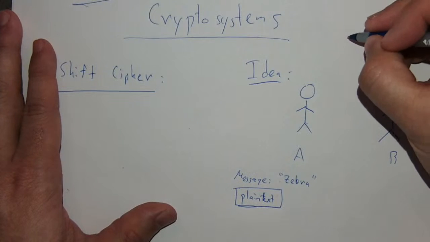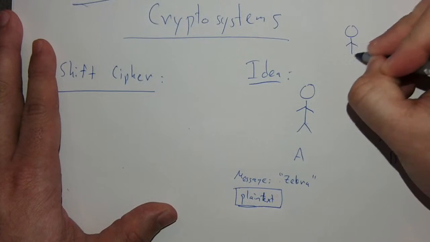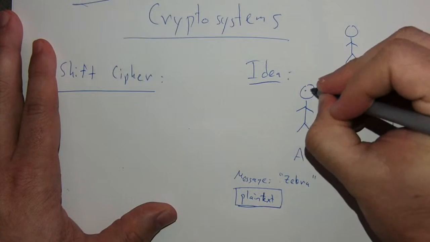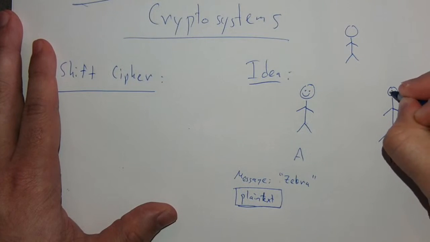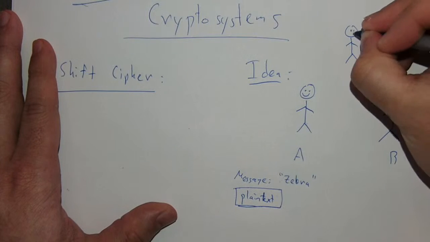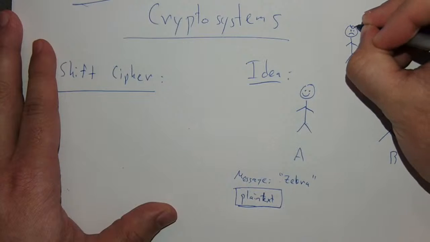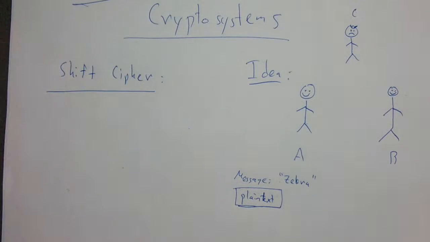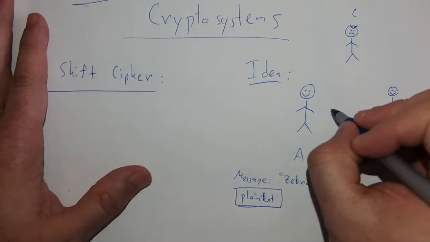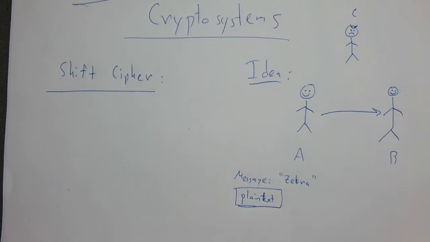Maybe there is a person C. That is, person A and B are nice people. They're nice and friendly. Person C is angry. Person C is a person of ill repute, and I don't want them possessing my message. So I want to be able to securely send this message, and if person C intercepts my message, the hope is that they won't be able to read it. Only person B will be able to read it. So if I'm sending some sensitive piece of info, it is only readable by the intended recipient.